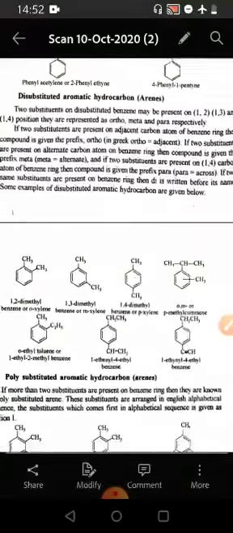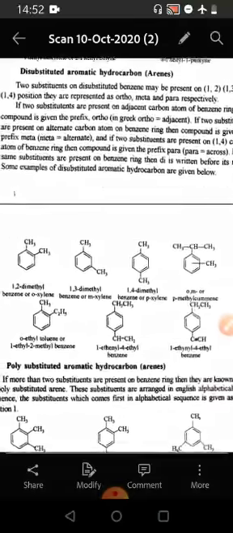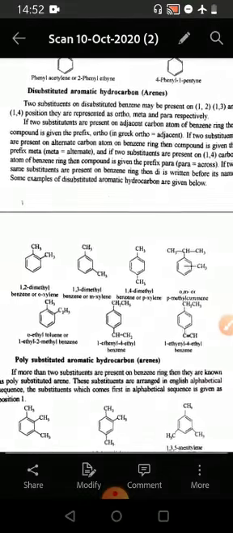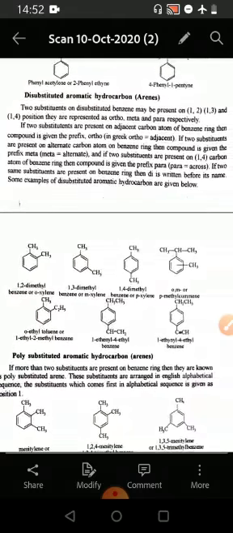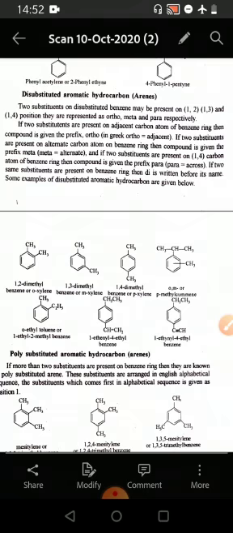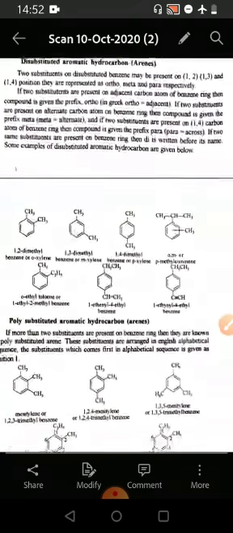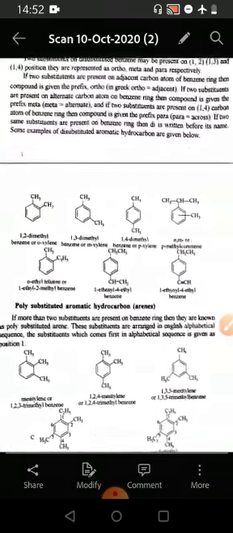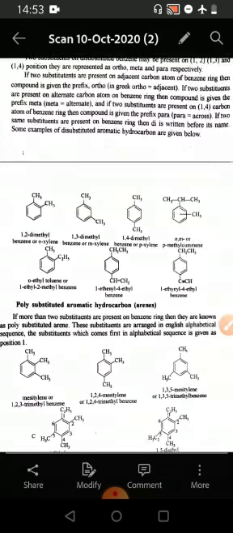Now we come to the disubstituted aromatic hydrocarbons. Two substituents on a disubstituted benzene may be present on the 1 and 2 position, 1 and 3 position, or 1 and 4 position. They are represented as ortho, meta, and para respectively. If two substituents are present on adjacent carbon atoms of the benzene ring, then the compound is given the prefix ortho. In Greek, ortho means adjacent.